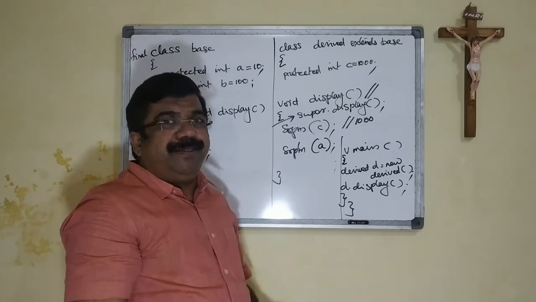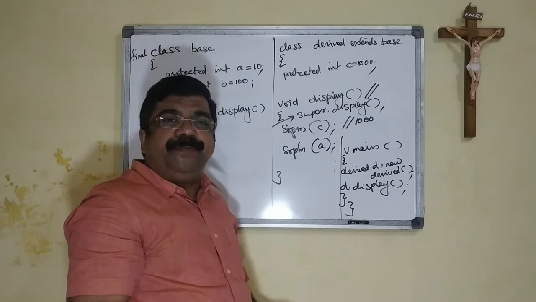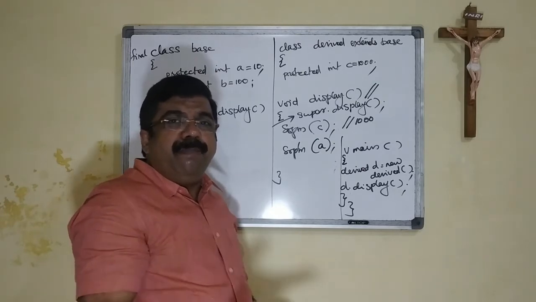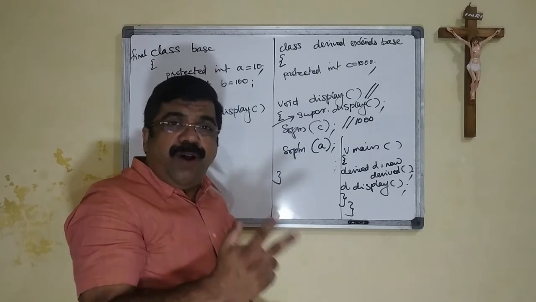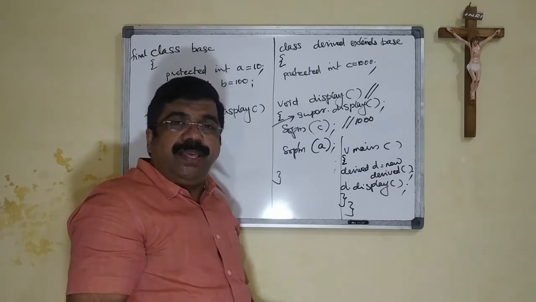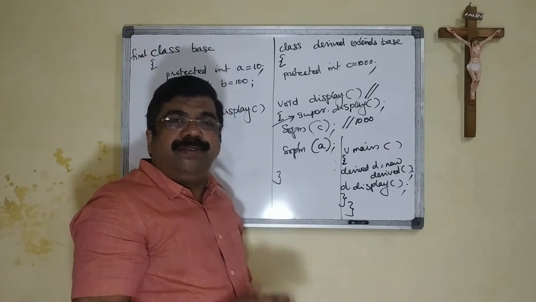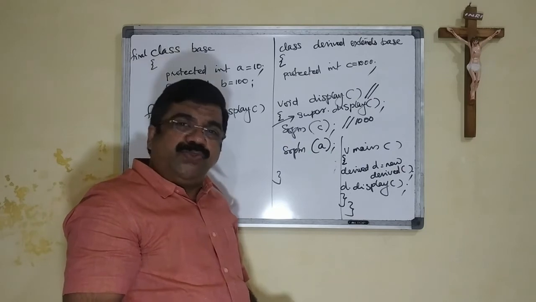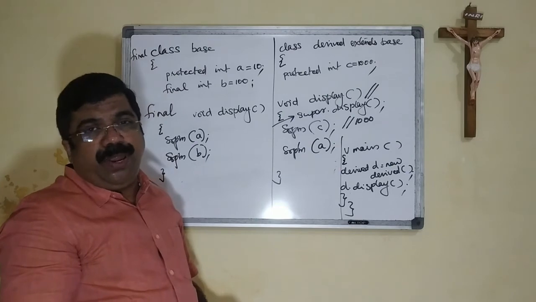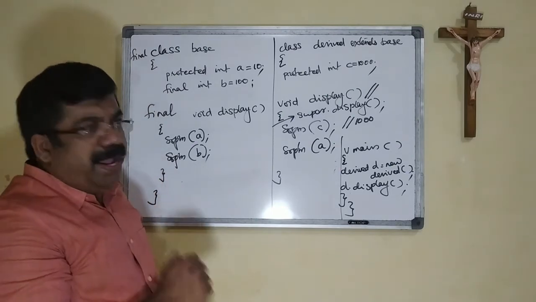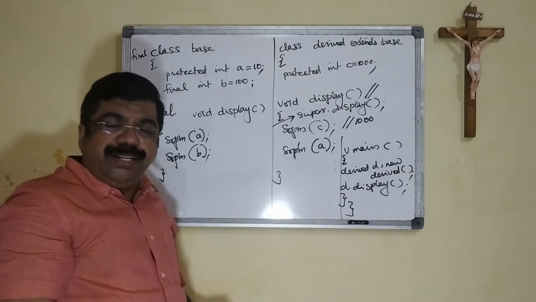I think it is very clear. A final data member cannot be modified. Final member methods cannot be overridden. A final class cannot be extended. So this is the final keyword as well as inheritance. Please write down the program and try. This is only a demo program. Just run it on your computer and find out its execution.